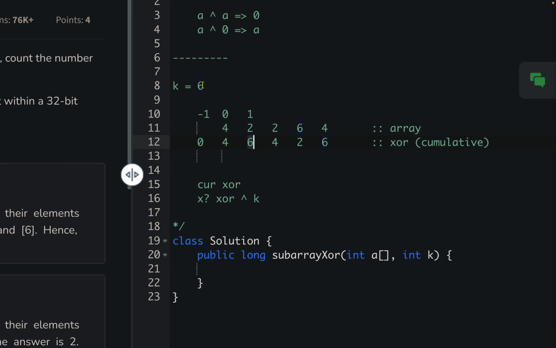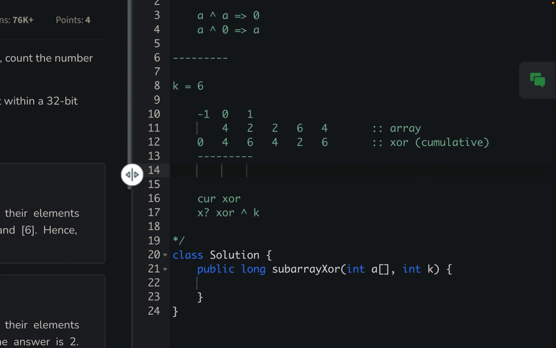I'm at 6 and I want 6. So 6 XOR 6 is 0. Can I see 0 at my left hand side? Yes, I can see that. And where it is, on this position, so from here to here. Yes. Next I'll come to 4 now.